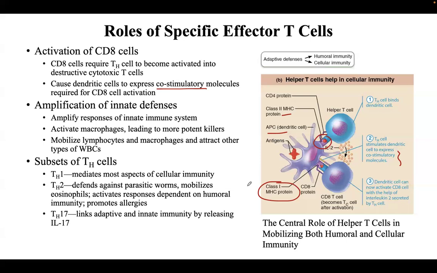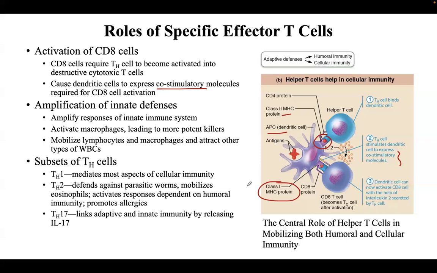Just remember, this is a co-stimulation. So the CD4 or the T helper cell is getting stimulated by getting exposed to an antigen. But in the same process, at the same time, it is producing some co-stimulatory molecules. And what is it stimulating? What is the other cell that it is stimulating? You know it.